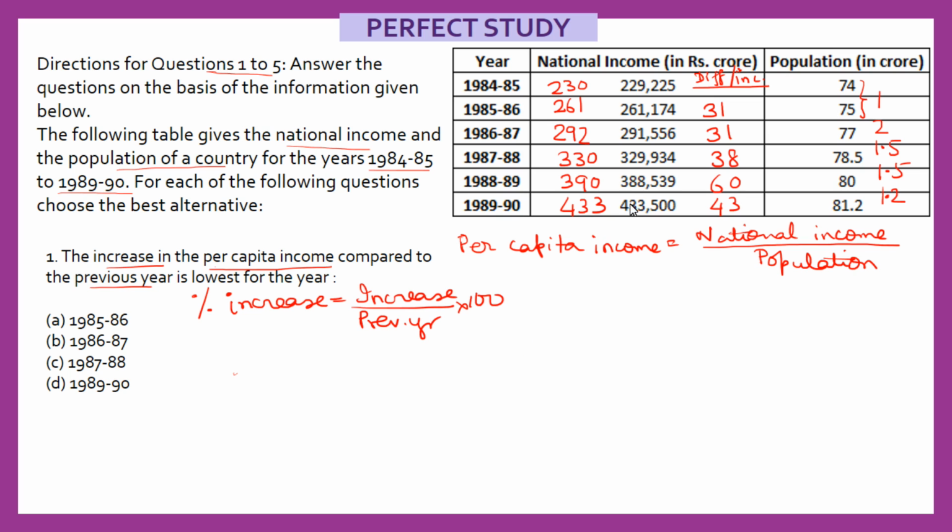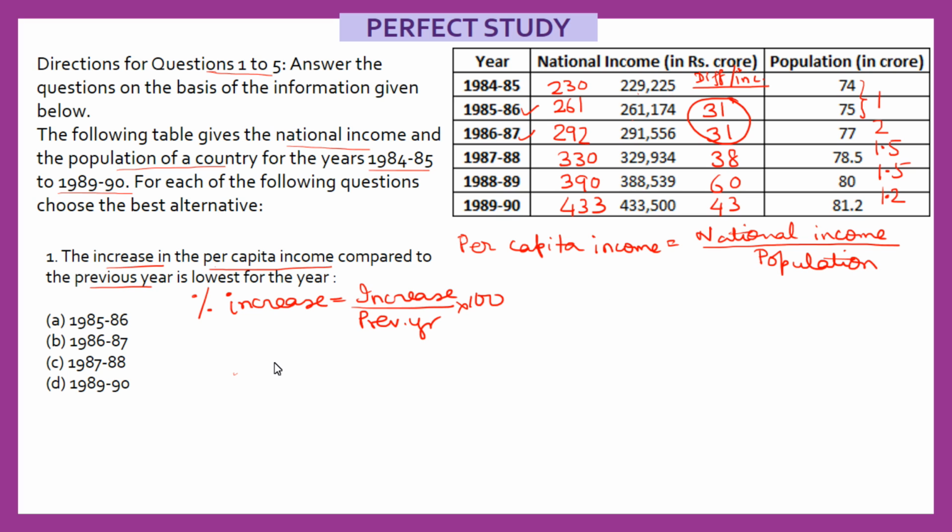So here the answer is very obvious. If you notice, the increase is lowest in these 2 years, that is 85-86 and 86-87. The increase is lowest, and the previous year value is higher in case of 85-86, which is more than 84-85. The 85-86 value is higher compared to 84-85.